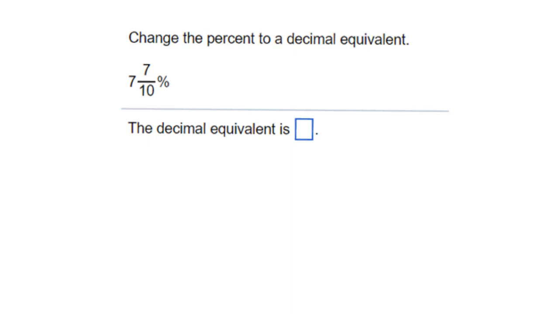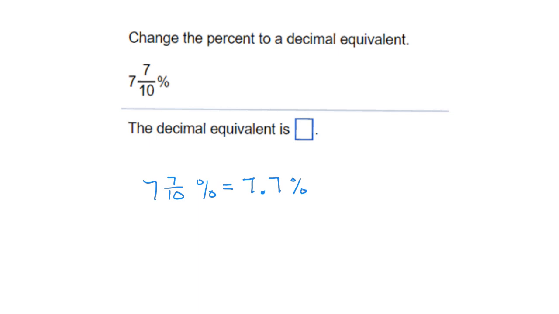Change the percent to a decimal equivalent. So they gave us 7 7/10%. One of the things we can do with the 7 7/10 is to take the 7/10 and rewrite that portion as a decimal. So 7 7/10%, this is the equivalent form.